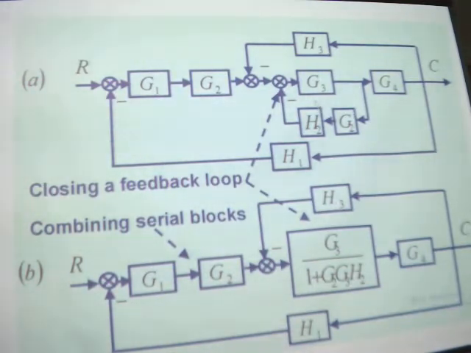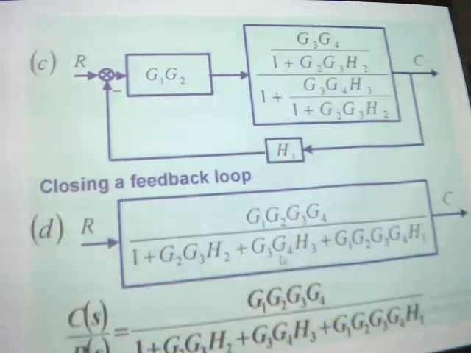We can do like this. Okay, continue. This place, and then go on. We can do this result. We get this transfer function equal to G1, G2, G3, G4, divided by 1 plus G1, G2, H2 plus G3, G4, H3 plus G1, G2, G3, G4, H1.